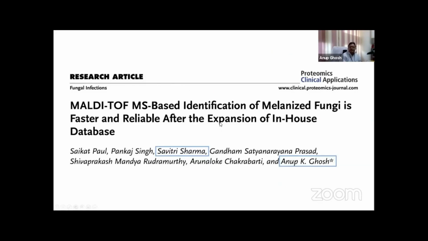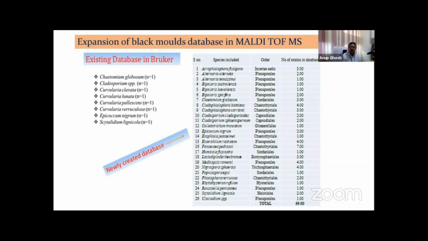Another paper we have published is really helpful for the melanized fungi, or the black fungi. You know that they are very slow growers, and in some cases you are not even getting sporulation. So one of your choices is DNA-based sequencing, and we have also created a good database for this. And now we are identifying the melanized fungi without any problem. When we started our work, this was the Bluecard database for the melanized fungi, but we have enriched or enhanced the database with more than 30 different species.